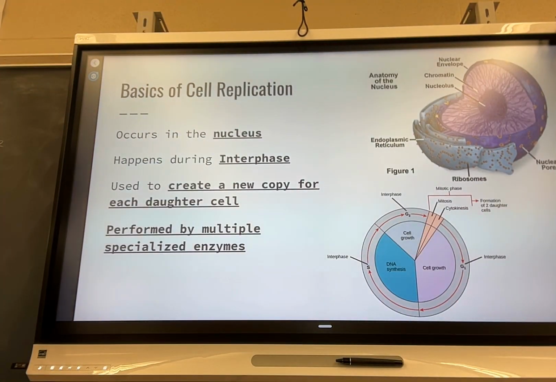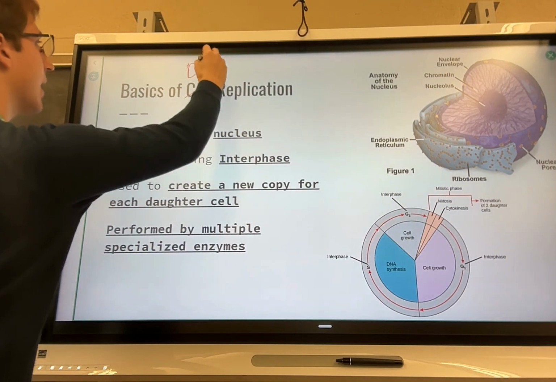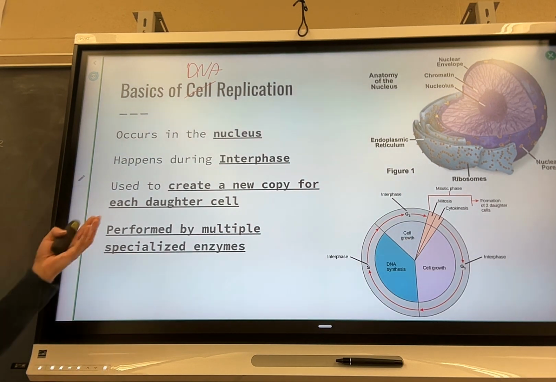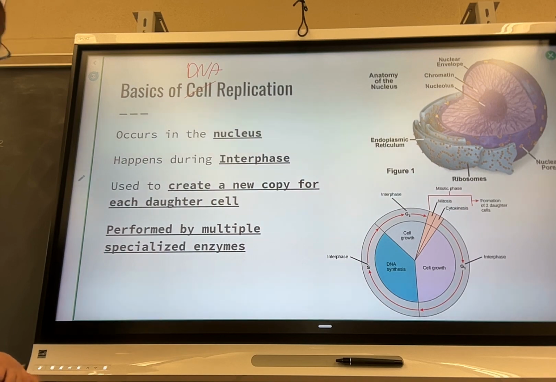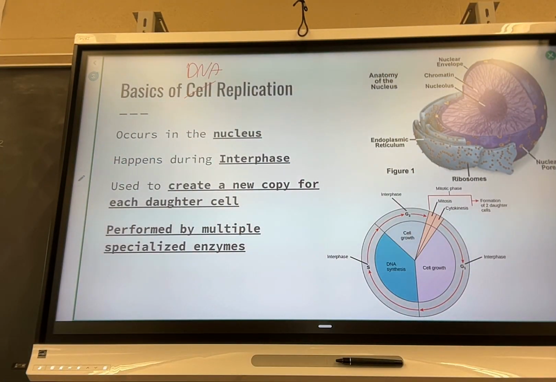So, the basics of DNA replication is that this is going to occur in the nucleus. We have bounced around a bunch of different organelles: the mitochondria, the chloroplast, the cell membrane, the lysosome, the Golgi, all of those fun ones. Now we're hitting the nucleus. The nucleus is going to be the center for genetic information. It's going to be where all of your instructions are stored.